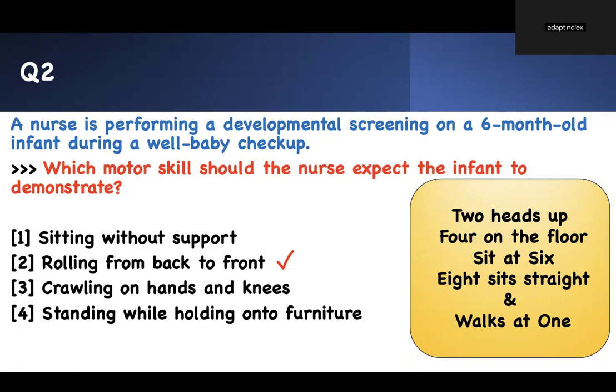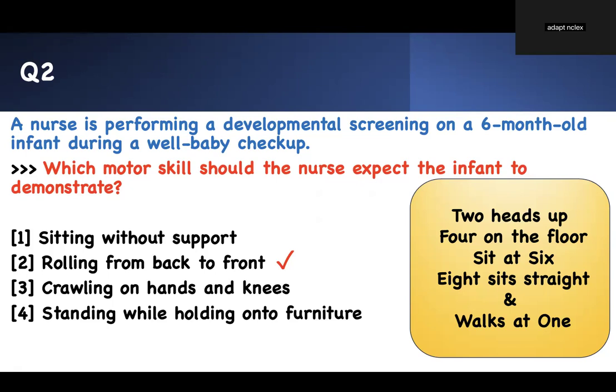What are you going to be doing on the floor? You have to start rolling from your front to the back. So the baby is rolling from the front to the back. That is the 4. The 6, they have to come back. 6 is what? Sit at 6. Therefore, at 6 months, they sit with some support. But what do they have to do before they can sit? They have to roll from the back to the front.